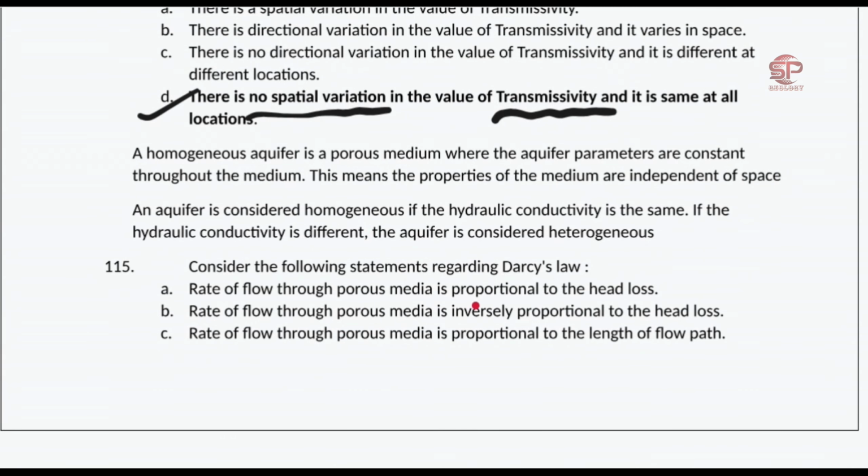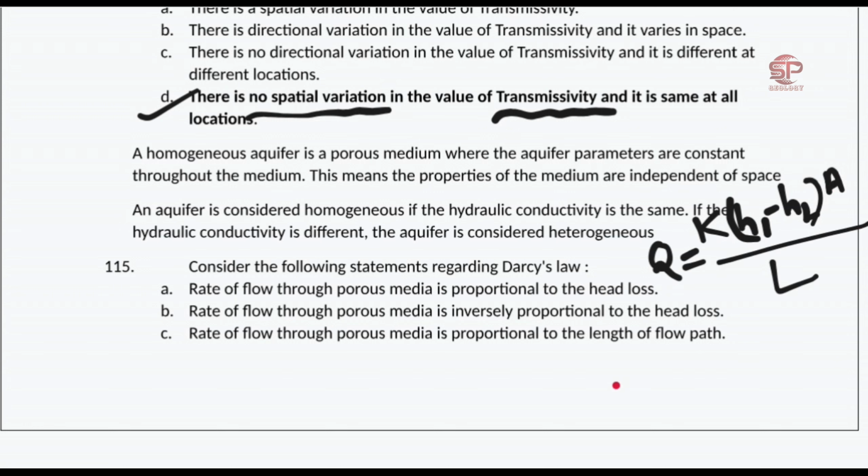Then consider the following statement regarding Darcy's law. Rate of flow through porous medium is proportional to the head loss. First we will write down the equation. Q equal to K (H1 minus H2), it is head loss, into area by L, the distance between the 2 points. So rate of flow through porous media is proportional to head loss. Head loss means change in height divided by length.